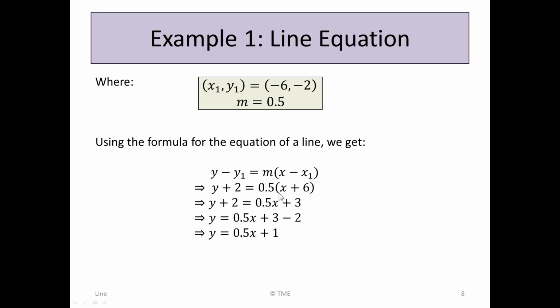And now we simply do the arithmetic. Y plus 2 is multiplying in 0.5x, half of 6 is 3. Taking the 2 to the other side, we get y is equal to 0.5x plus 3 minus 2. And 3 minus 2 is 1. So y is equal to 0.5x plus 1. So that's the equation now of the line.